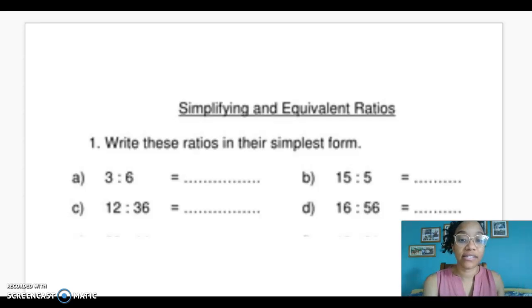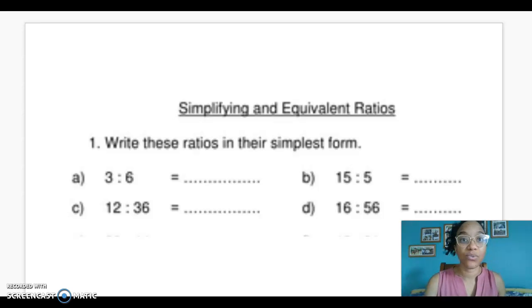12 and 36. Let's look at the different factors of 12 and 36. They have many. When I see big numbers, I always want to start and think, are either of these numbers factors of each other? Does 12 go into 36? Think about our 12's times table. 12, 24, 36. Why, it does. So let's divide by 12 because that's going to be the greatest common factor, right? No number has a factor bigger than itself.